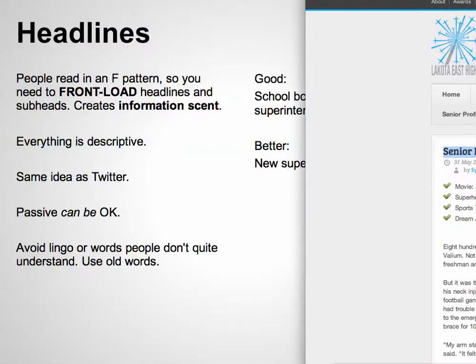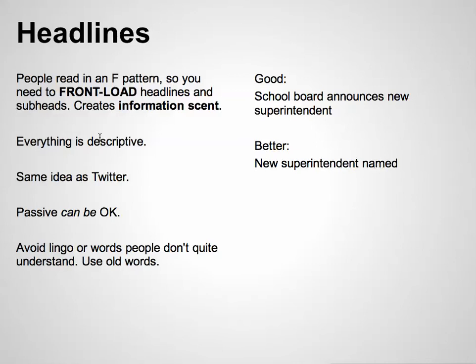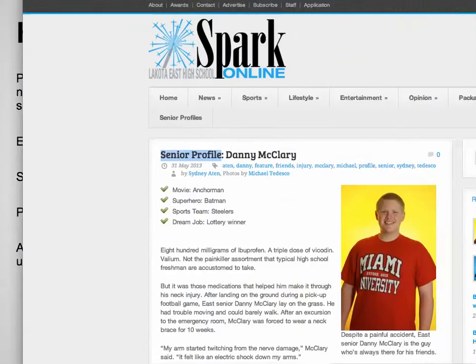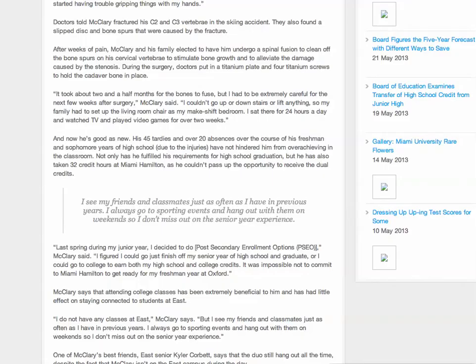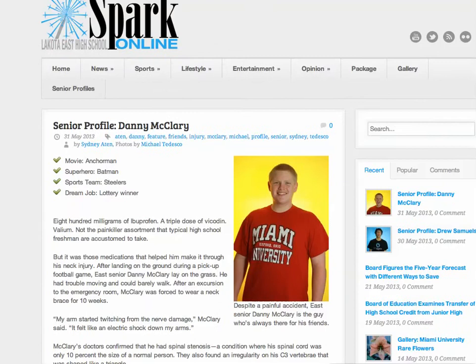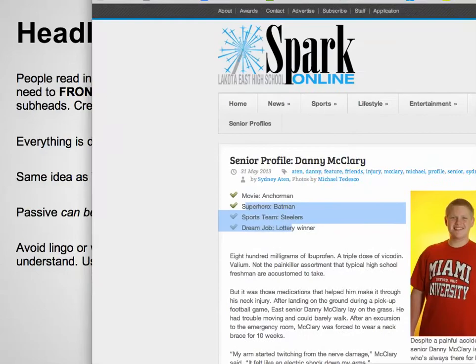And what all of this adds up to is what's called an information scent. The information scent here on the Spark is senior profile, movie, superhero, sports team, dream job, article, picture of the guy, I see my friends and classmates. So even if you don't read this, very clearly the information scent is telling us this is a profile about a student who is into sports or something. So he's wearing my university shirt. So you get the idea.